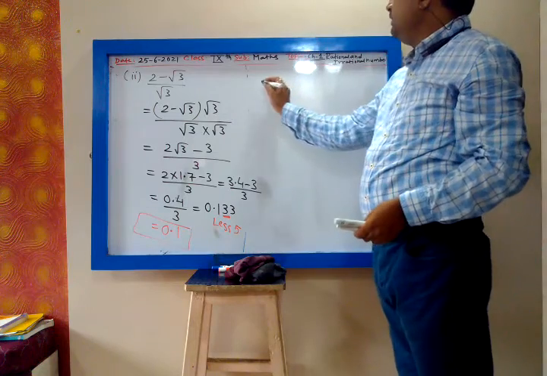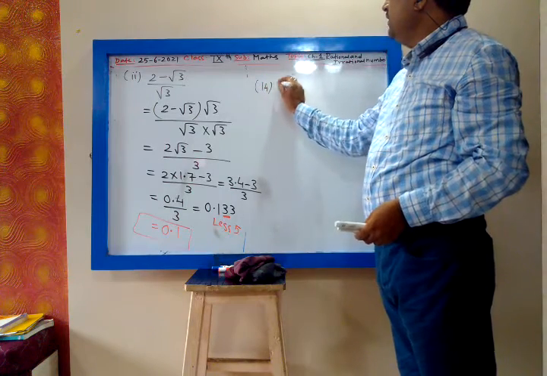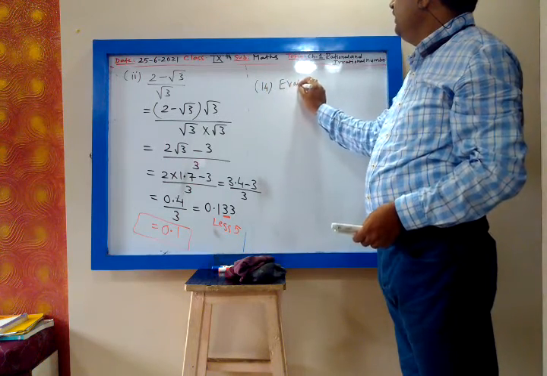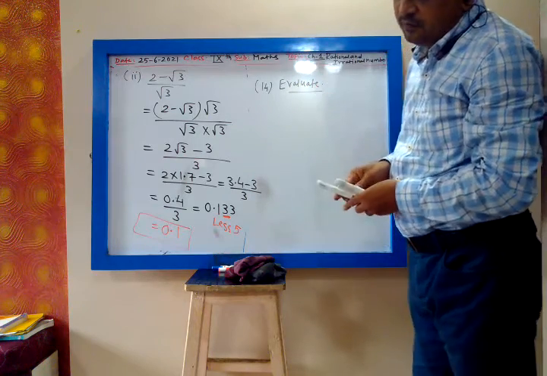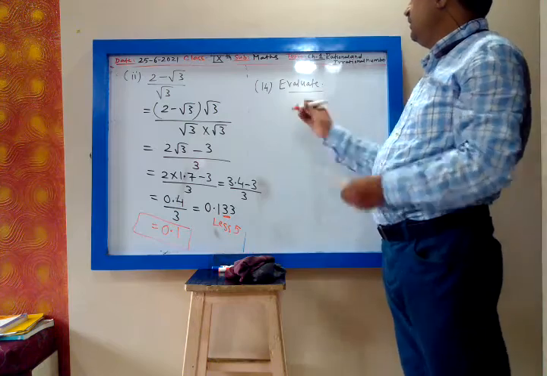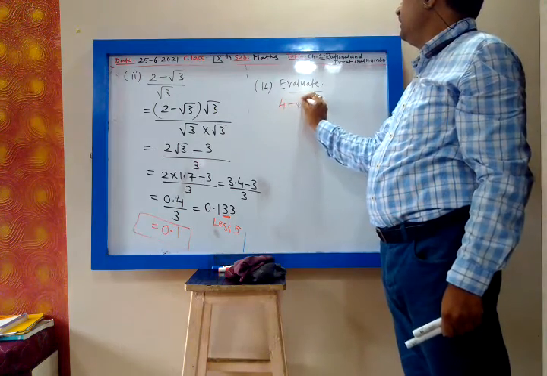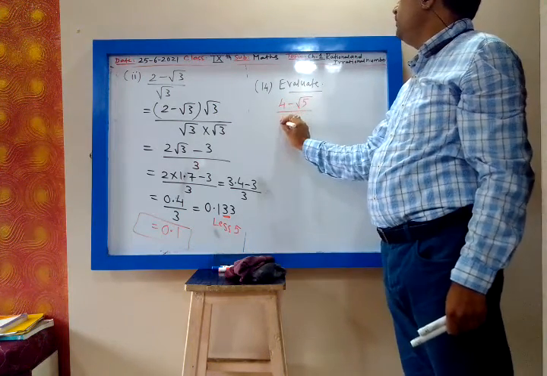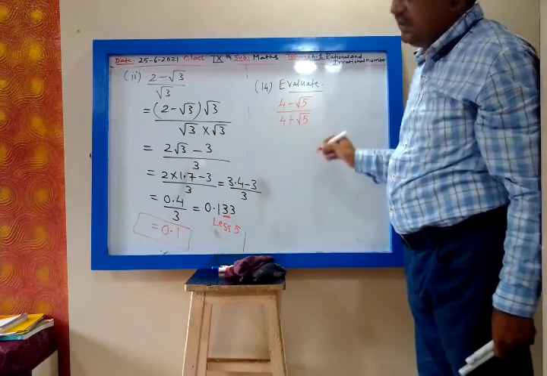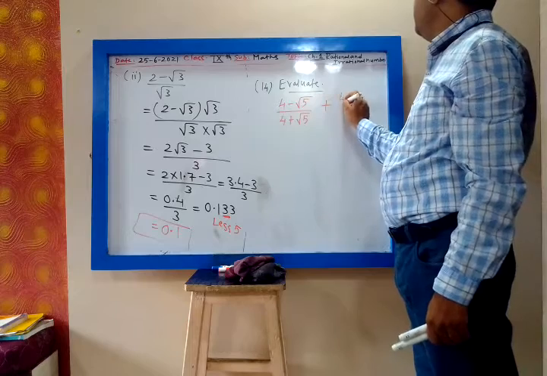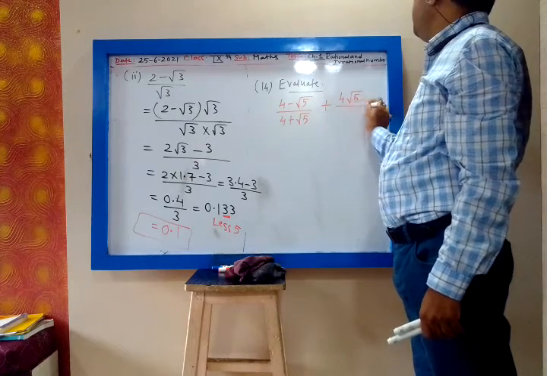Now the fourth one is the 14th. Evaluate 4 minus root 5 upon 4 plus root 5, then plus 4 root 5 upon 4 minus root 5.